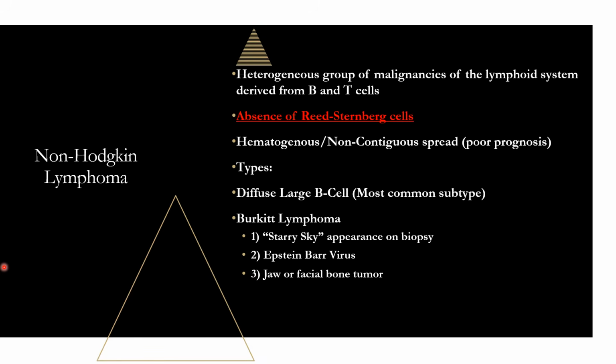Third thing, jaw or facial bone tumor. So the endemic African form, in up to 60% of patients, can present with a jaw or facial bone tumor. It doesn't seem that important, but this definitely comes up. So remember Burkitt lymphoma, be looking for them to mention jaw swelling or pain. It always seems to come up.